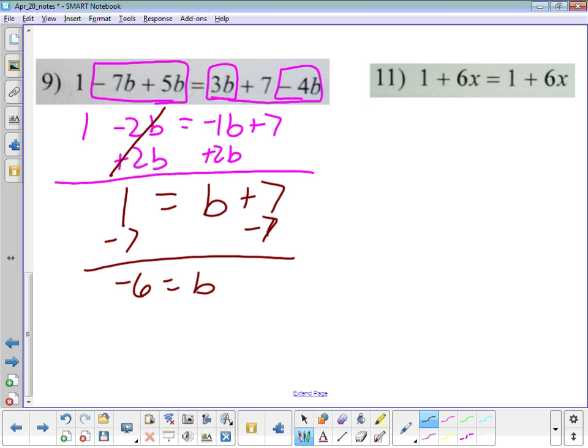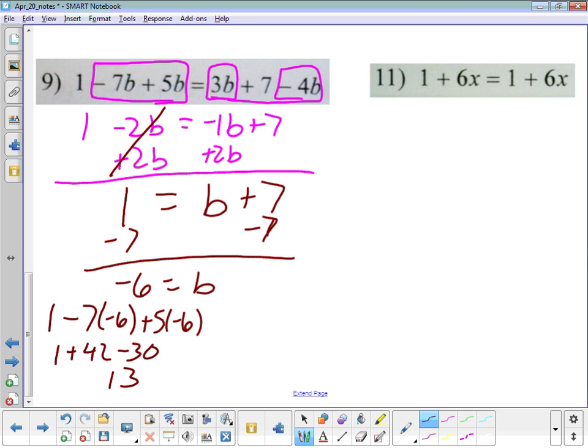Again, we want to check these to make sure that they're right. So 1 minus 7 times a negative 6 plus 5 times a negative 6. Well, that would give me 1 minus a negative 42, so plus 42 minus 30, which would mean I have a 13 on that side.